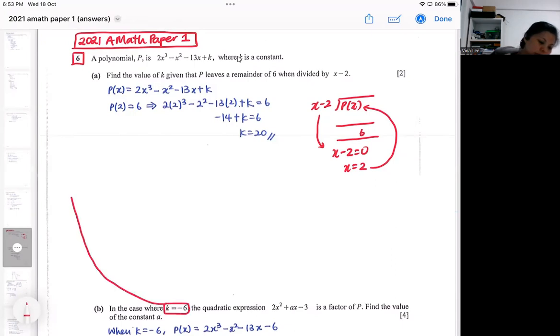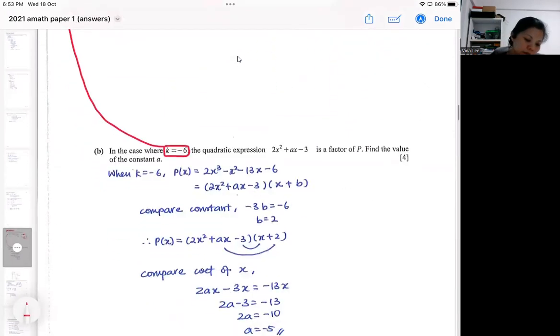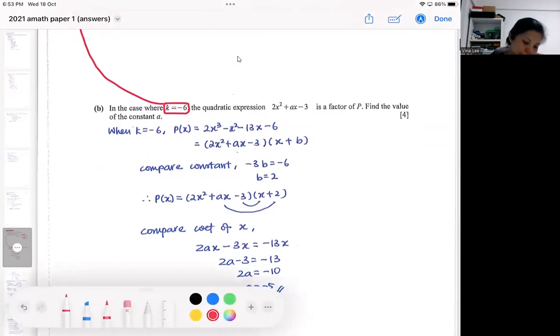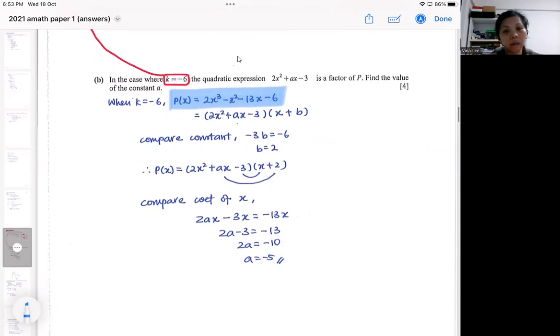When they change the value of k, do write the new polynomial expression first. So this will be the polynomial expression that I'll be dealing with for part B. For this polynomial, you are given a quadratic factor. This quadratic factor I cannot break down into linear factors. Sometimes when they give you a quadratic factor, you can break it down into linear ones, and then we can work from there. But in this case, it's not possible.